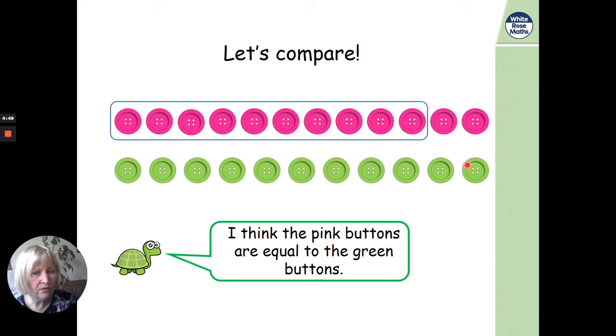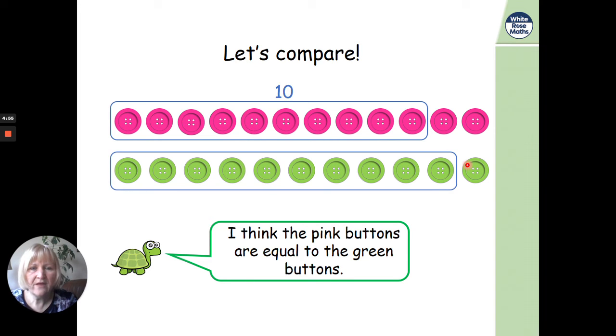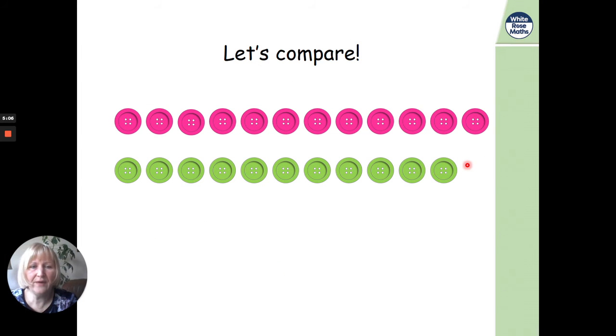Ooh, so there's the 10 for the pink and 2 more, 12. There's the 10 for the green and 1 more, 11. So they weren't equal. There were more pink.